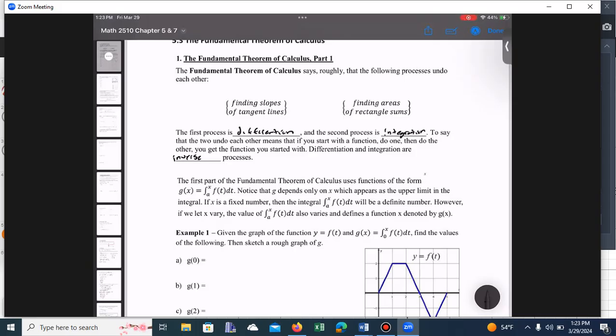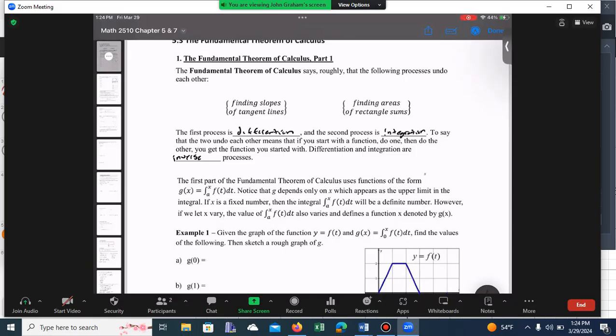The first part of this theorem uses functions of the form g of x equals the integral from a to x of f of t dt. And so notice that g depends only on x, which appears as the upper limit in the integral. If x is a fixed number, then the integral will be a definite number. If x varies, then the integral also varies and defines a function denoted by g of x.